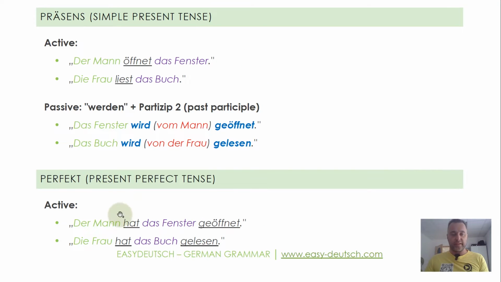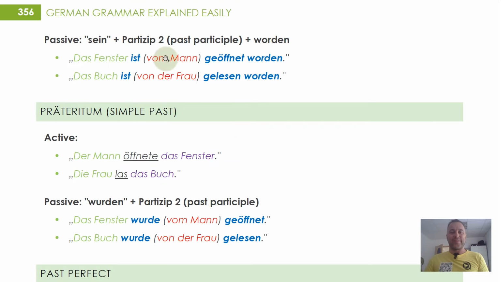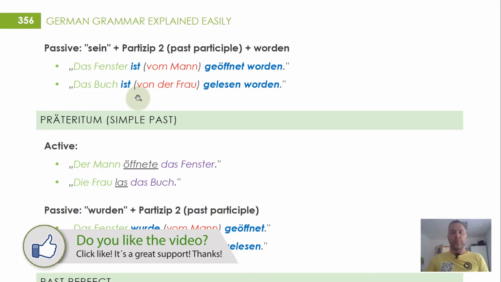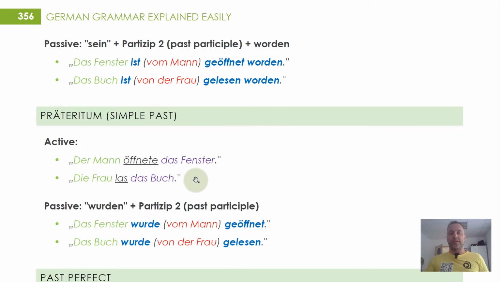In perfect tense here, der Mann hat das Fenster geöffnet. So the man has opened the window. Becomes das Fenster ist vom Mann geöffnet worden. So here again sein, das Partizip 2 plus worden. Sein, Partizip 2, worden. Or active, die Frau hat das Buch gelesen, so the woman has read the book, becomes das Buch ist von der Frau gelesen worden. It's simply the structure werden plus participle put into the tense itself.